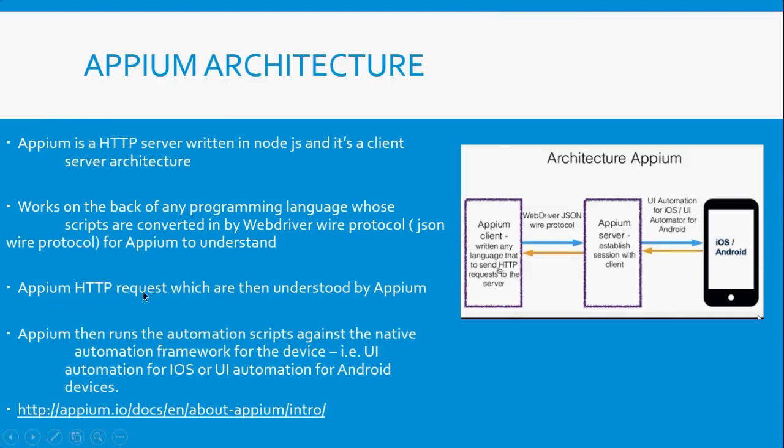So Appium receives the HTTP requests, and then Appium runs the automation script against the native automation framework for the device, for example, UI automation. So for iOS, the messenger that carries the information from Appium to the device is called UI automation, and for Android it is called UI automator.